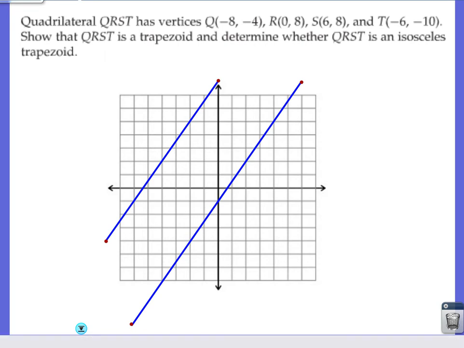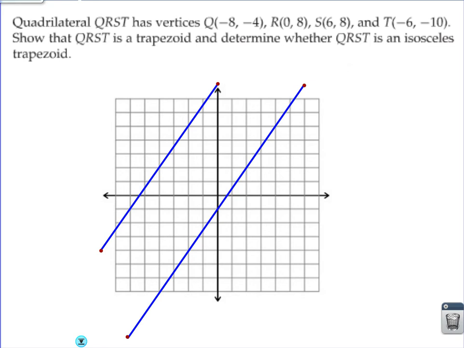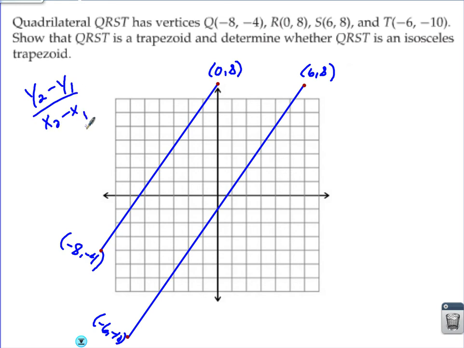Here's my advice, folks. Why not label these? I should have to begin with. This is 0, 8. This is 6, 8. This is -6, -10, and this is -8, -4. And to save you from having to count, since there's such a big range in between them, use your formula: y2 minus y1 over x2 minus x1. Use your slope formula. Help me do that, Briley.